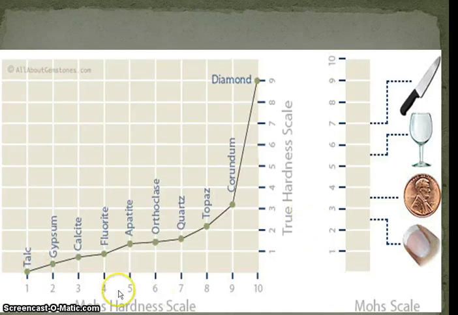You guys have probably seen this before, starting with a 1, talc being the softest mineral we'll ever look at, and then one of the hardest minerals we'll talk about and look at is a diamond. That's a 9 on the Mohs hardness scale. And these are some of the other minerals that are in between.